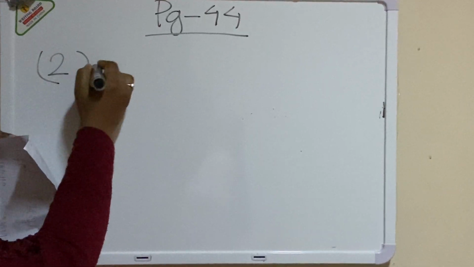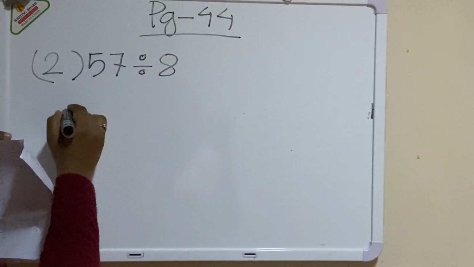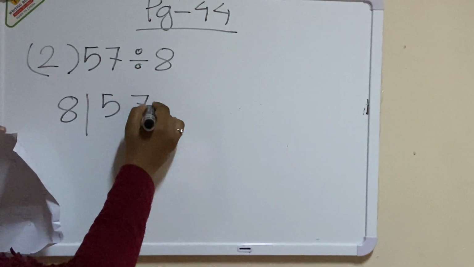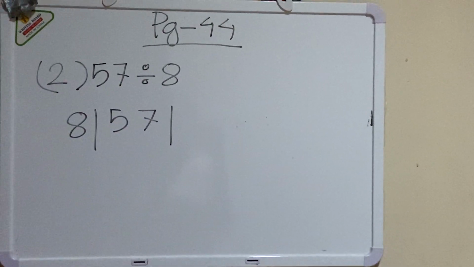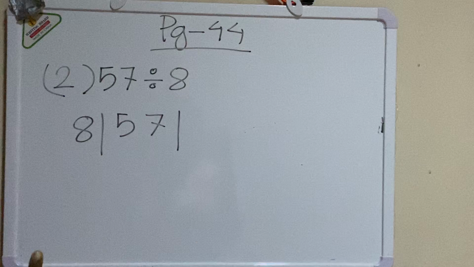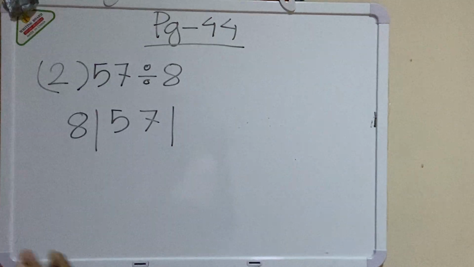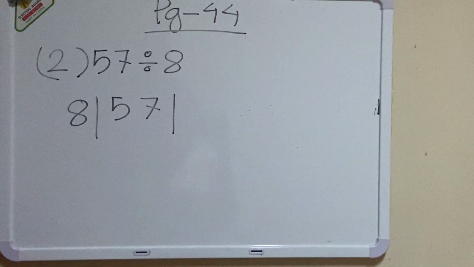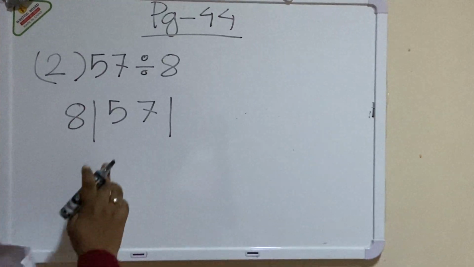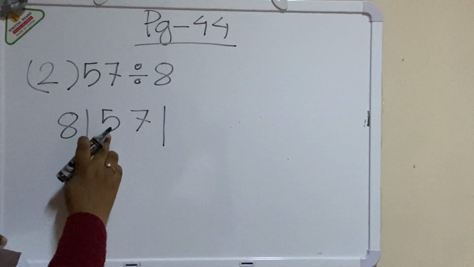Number 2 is written 57 divided by 8. Here 8 is the divisor, 57 is the dividend. Unlike other procedures, in division we start from the left side. In addition, multiplication and subtraction, we start from the right side. But here I will take into account the biggest place value number, that is the left side one. It is the tens number, so I'll take the tens number.